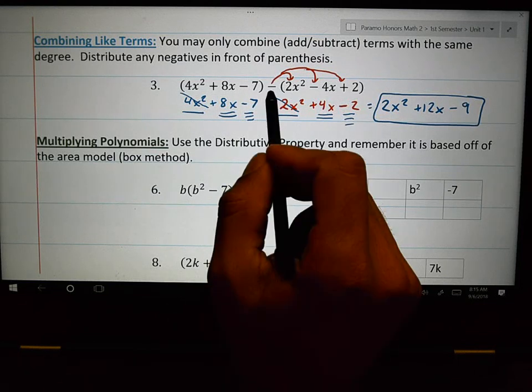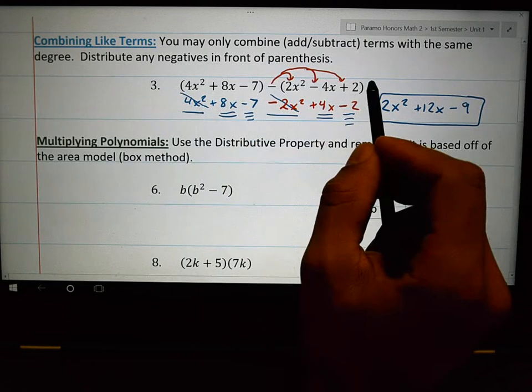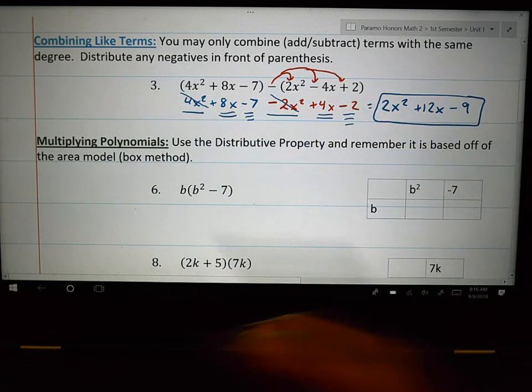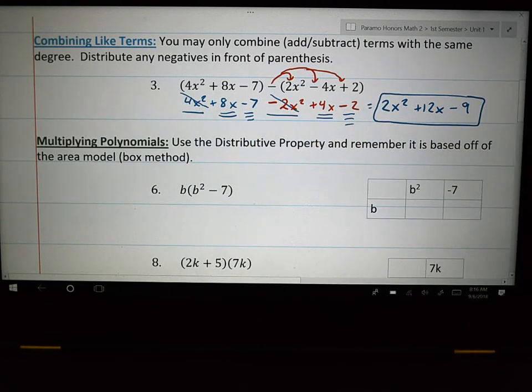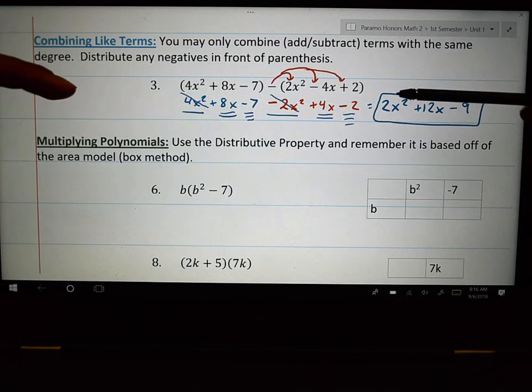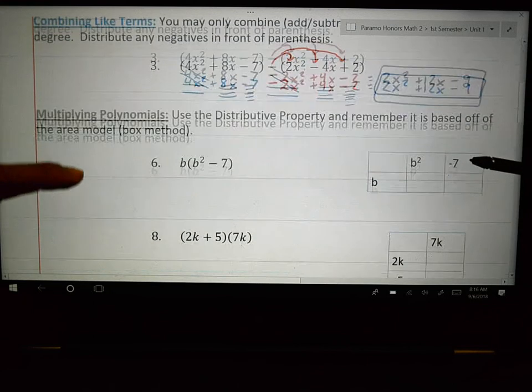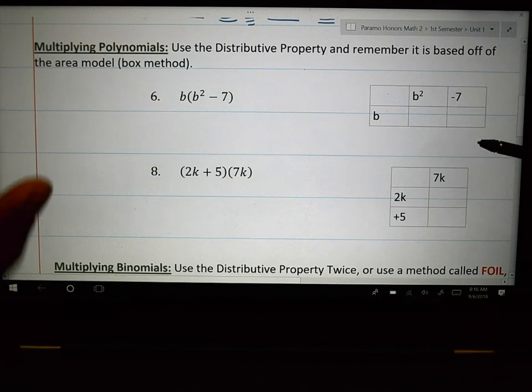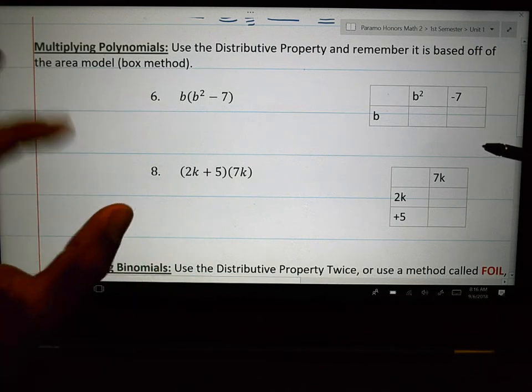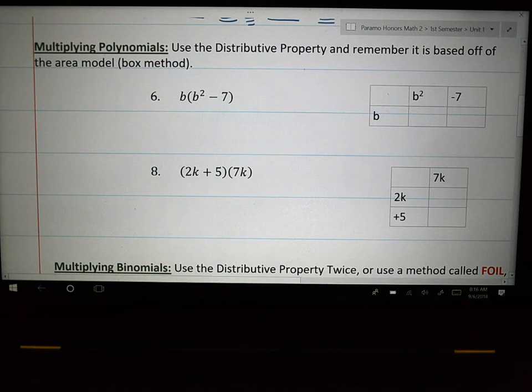If it's a plus sign, it doesn't change the sign. You just combine your like terms. You're adding one group to the next. Most students do not have any issues with problems like number 3 because you've kind of done those before. But when we get to problems where we multiply, this is the beginning stage of where confusion may set in. So let's go ahead and get into multiplying.